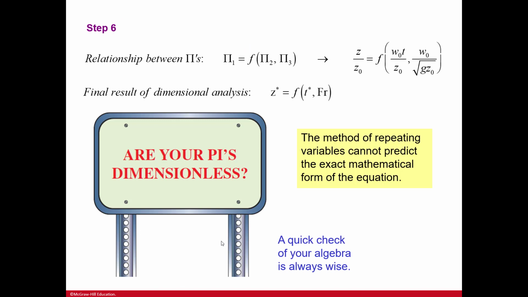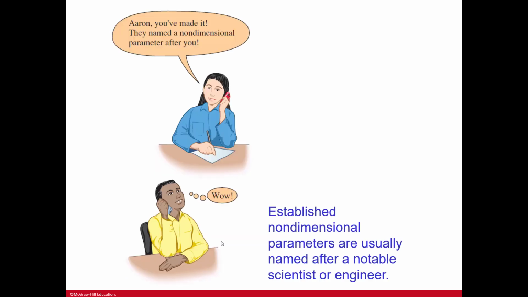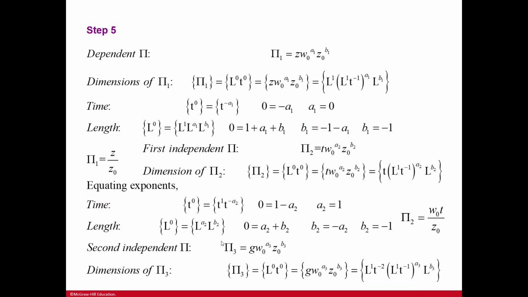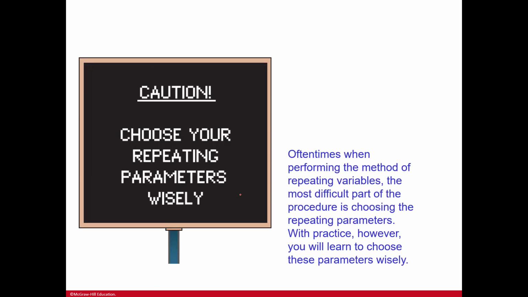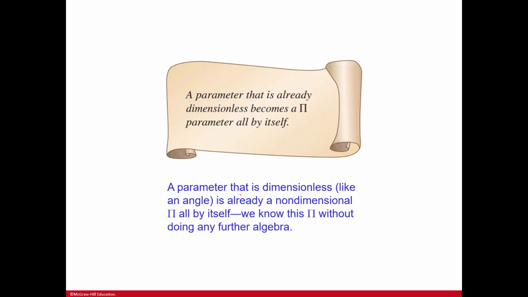And then finally, you get to step 6, which is the relationships between the pi's, and then the final result of the dimensional analysis. So are your pi's dimensionless? The method of repeating variables cannot predict the exact mathematical form of the equation. And just a quick check of your algebra is always wise, just because you can see here, even though it's really short, I mean, this is not difficult math for us to work through, right? But it's a lot of it. And then caution, choose your repeating parameters wisely, because oftentimes when performing the method of repeating variables, the most difficult part of the procedure is choosing the repeating parameters. With practice, however, you'll learn to choose these parameters wisely because you'll be working with them.